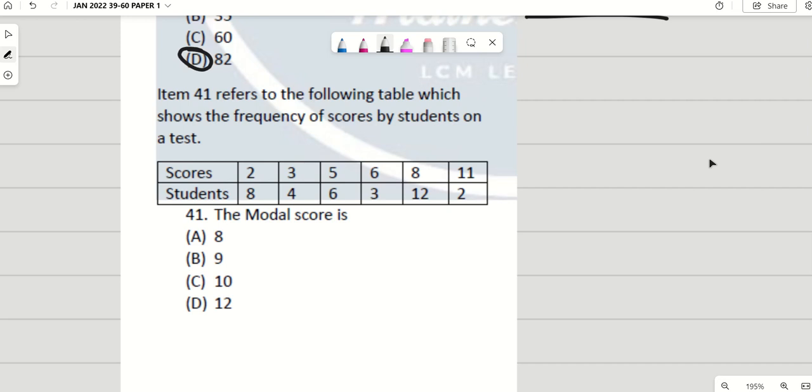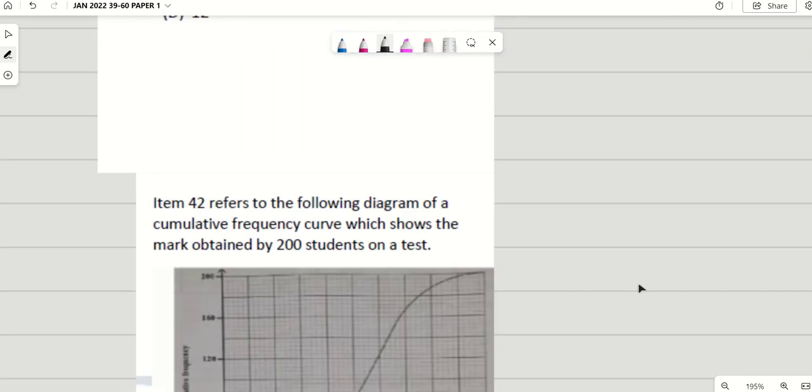Item 41 refers to the following table, which shows the frequency of scores by a student on a test. The modal score is, so we're looking for the score that has the most students, that is 12. We have 12 students making a score of 8. So if 12 students are making a score of 8, then your modal score is 8. They didn't ask the modal number of students, they asked the modal score. So you look at the number of children that get each score, and we have 12 getting a score of 8, right? So that is how we got A as our answer.